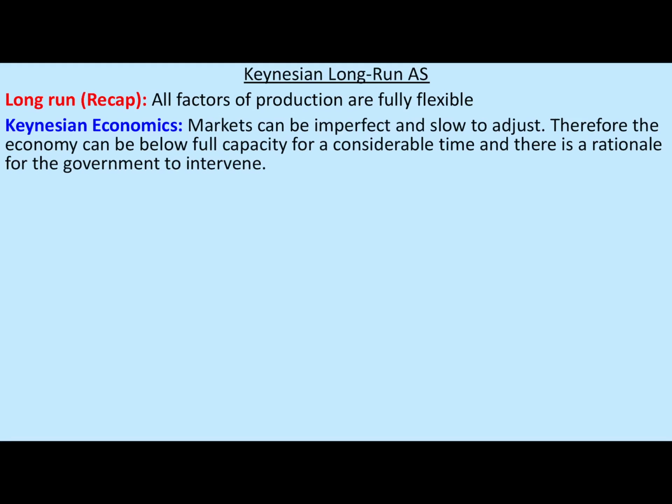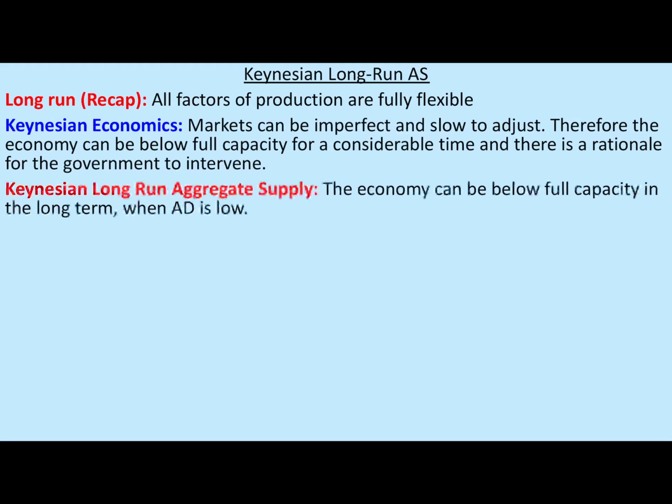In Keynesian economics, we believe that markets can be imperfect and slow to adjust. This differs to the classical idea, which is that the market is always perhaps perfect. And this means, therefore, that the economy can be below full capacity for a considerable period of time. And therefore, if that's the case, there's a role for the government to play in intervening and boosting our output back towards potential, back towards full capacity.